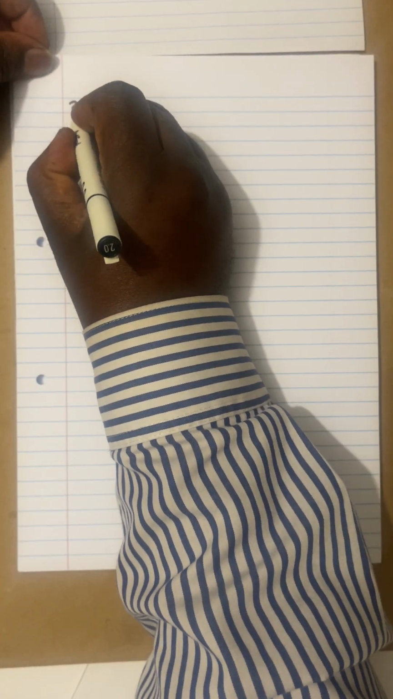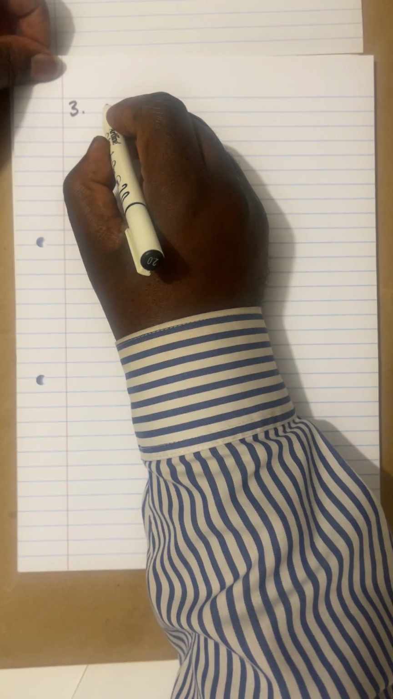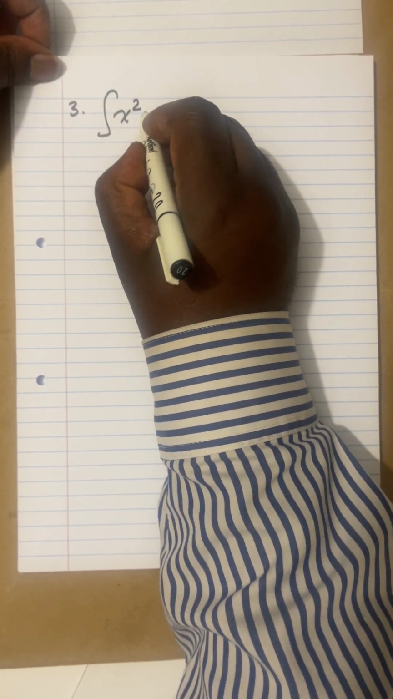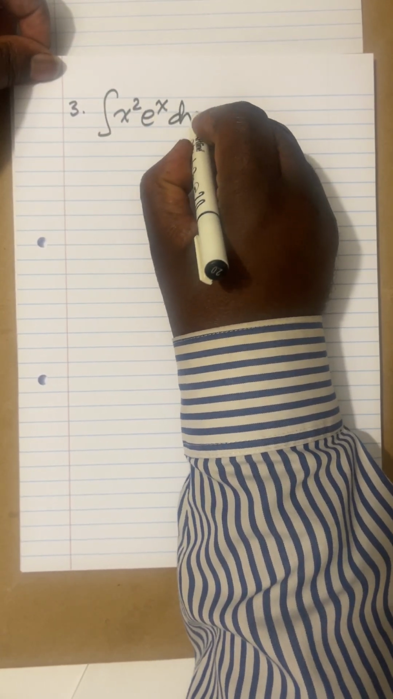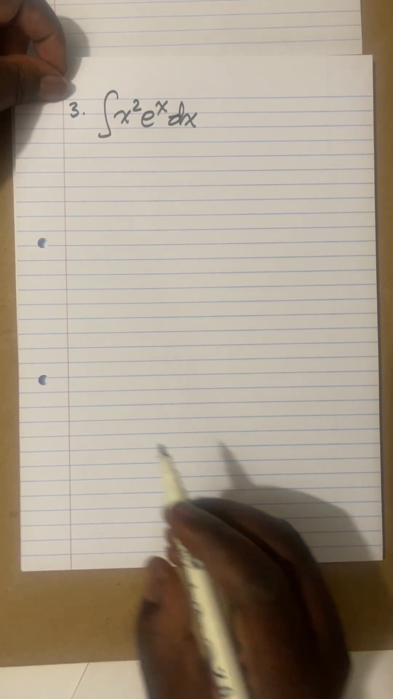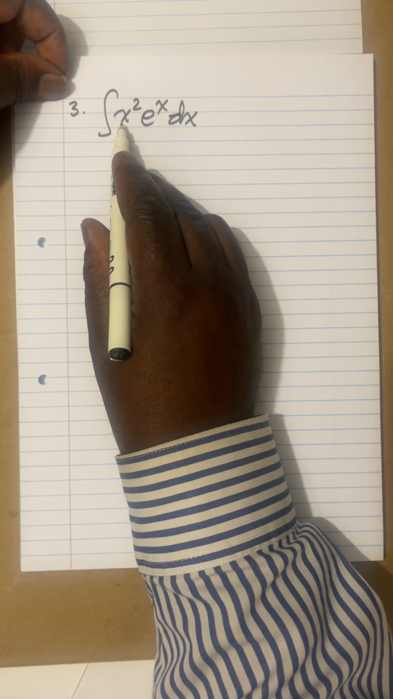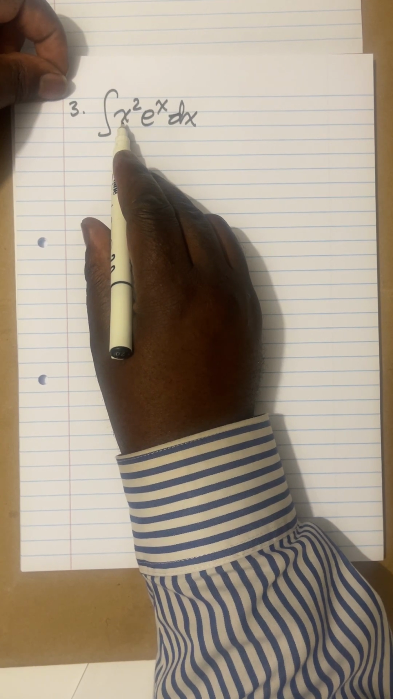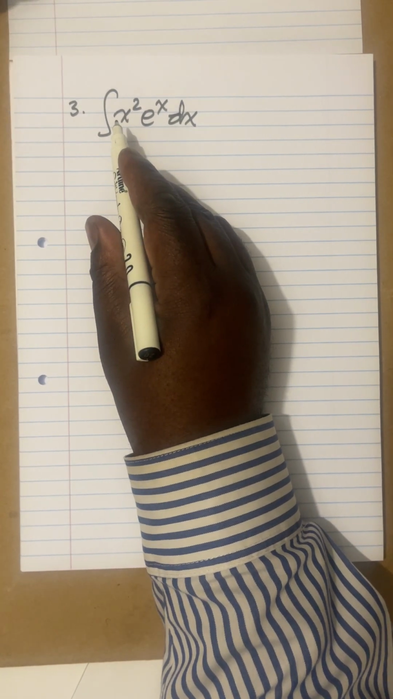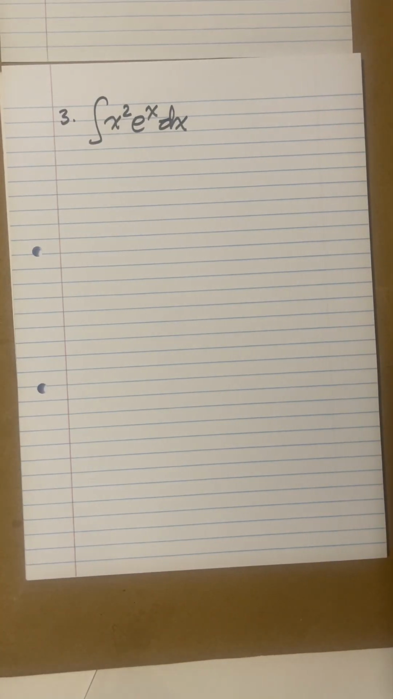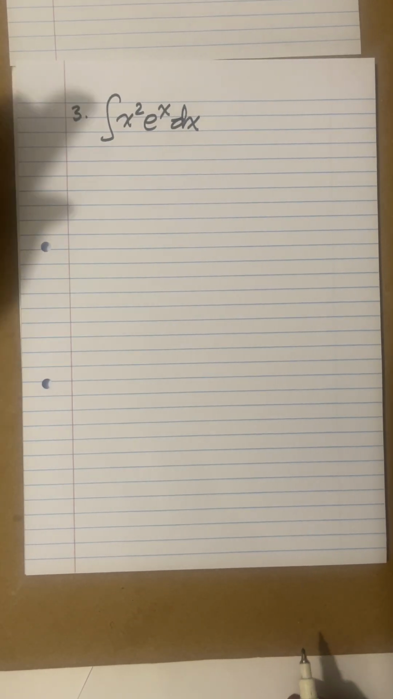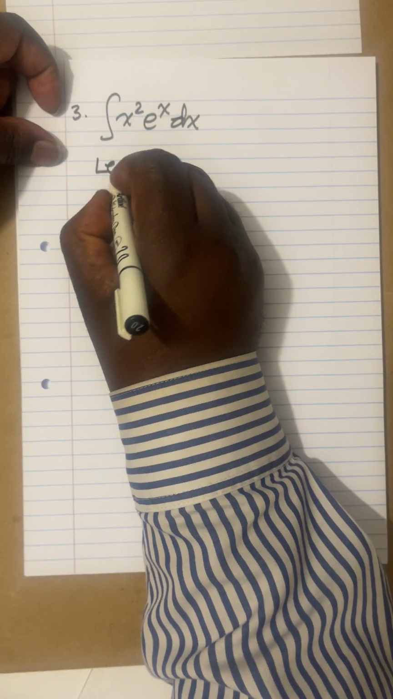So number 3, we have the integral of x squared e to the power x dx. Using integration by parts, it's easier to differentiate this, because when you differentiate a quadratic expression once, you get a linear one, and then you can differentiate that one again, and then you are going to get a constant. So let's look at the next step.